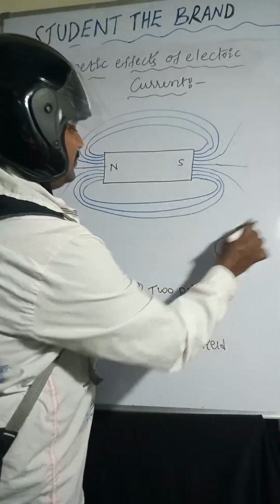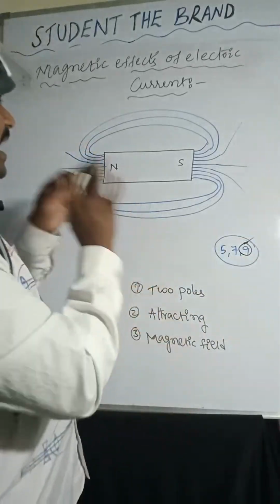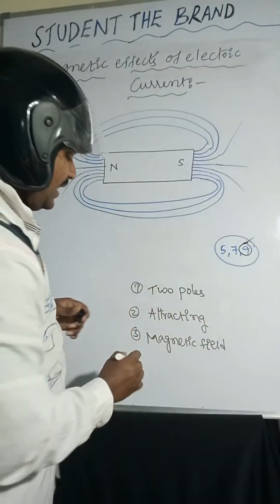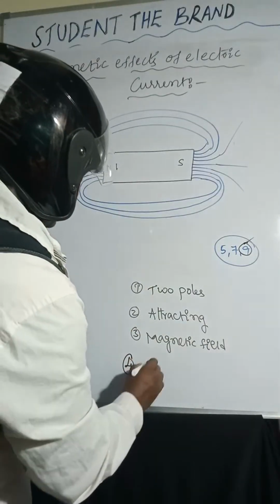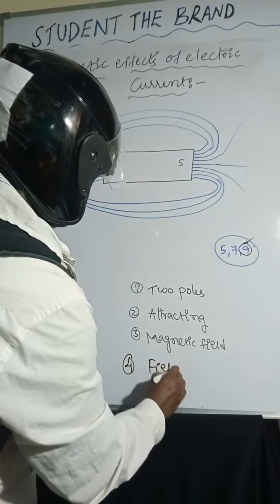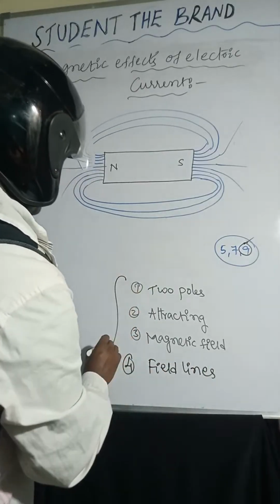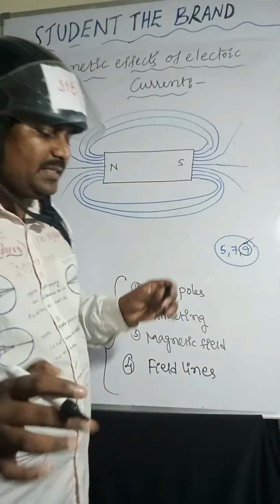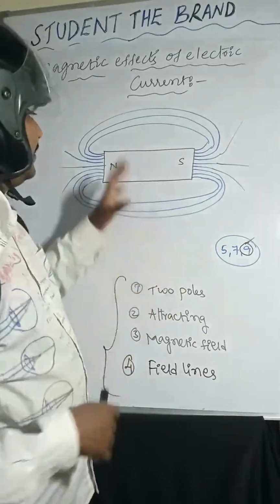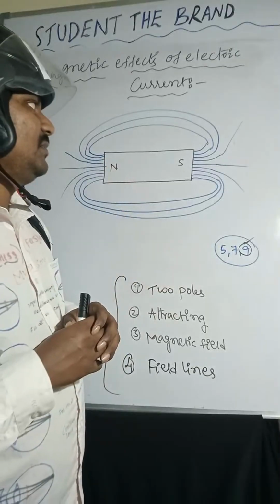So the fourth point in the magnetic field is field lines. Four points, very simple, very easy.